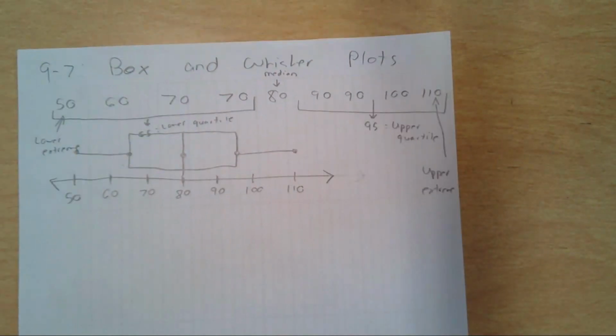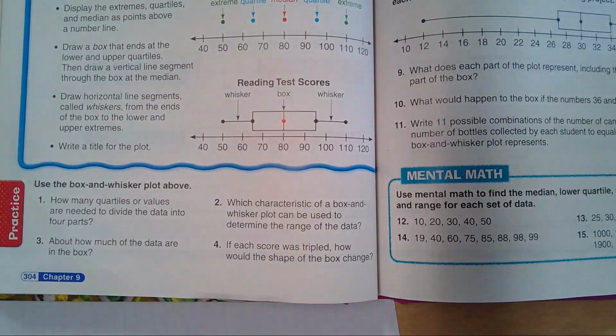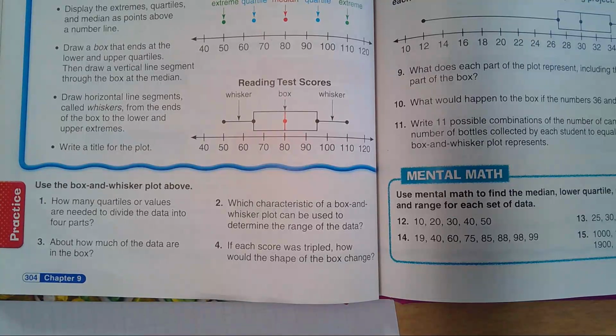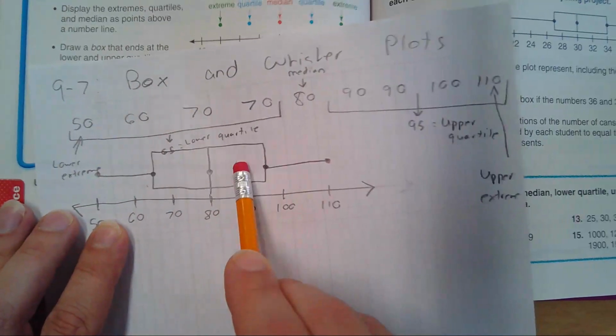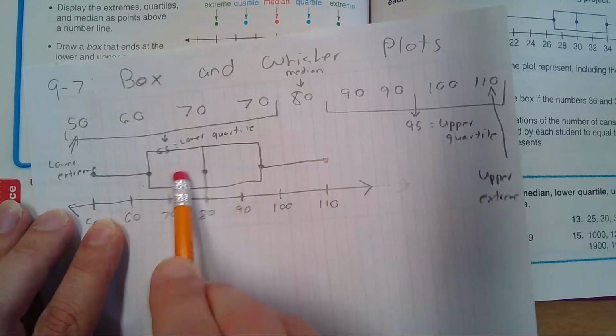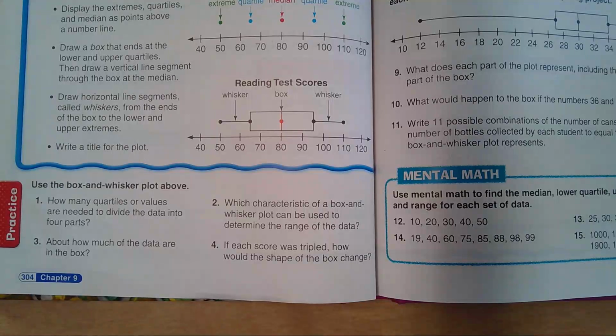All right. Okay, so let's answer a few questions. You don't need to write these out, but using the box and whisker plot that we just did, let's see what we got. Number one, how many quartiles or values are needed to divide the data into 4 parts? And when I say 4 parts, part 1, part 2, part 3, part 4. There's my 4 parts. How many quartiles or values are needed to divide the data into 4 parts?